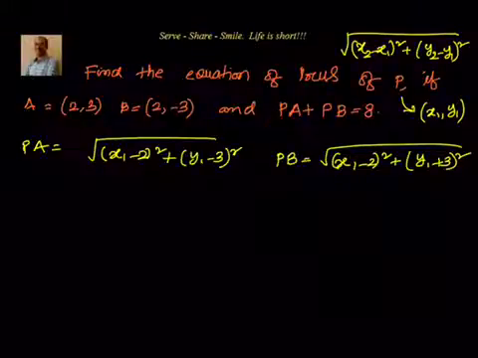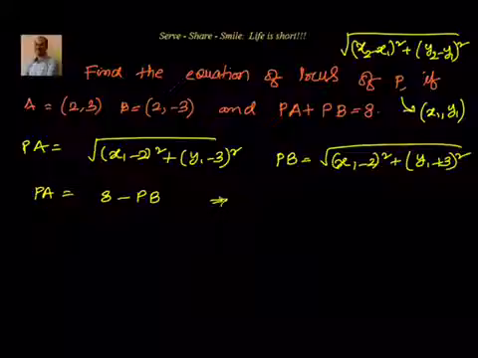Now we have been given PA plus PB equal to 8. Now when you try to add PA and PB, if you keep both of them on the left hand side, it becomes complicated because you have to square it up. It will be PA square plus PB square plus 2 PA PB equal to 64. So what we will do, we will try to take PB to the other side and write PA equal to 8 minus PB. We'll square on both sides.